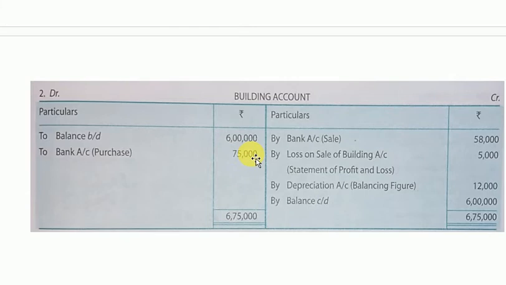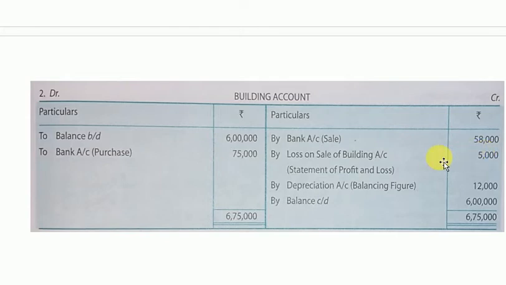Second adjustment in the question was telling the building costing rupees 63,000 was sold at a loss of 5,000. So sale of building has an entry: bank account debit to building account. So you write it on the credit side by bank 58,000. Why? Because out of 63,000, 5,000 was loss, and that loss goes to by loss on sale of building. You can write by statement of profit and loss 5,000. So the second adjustment is also posted in the building account.